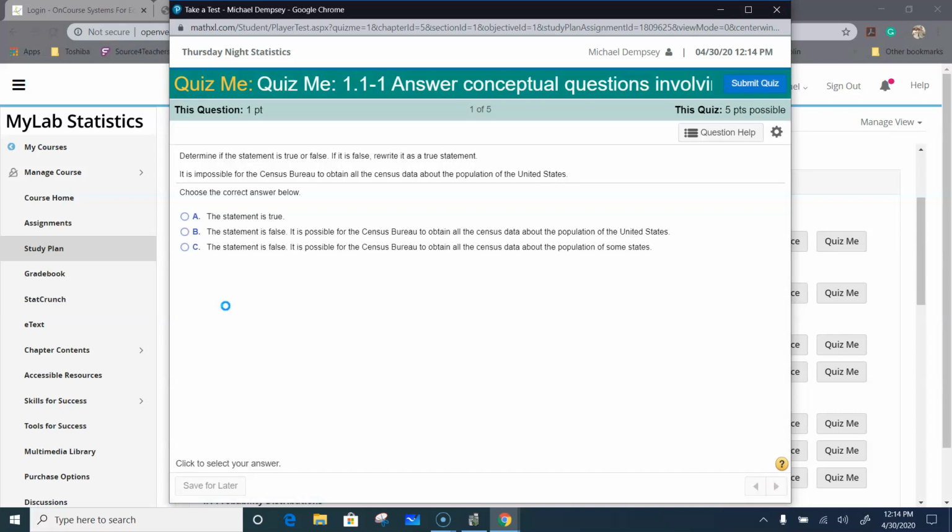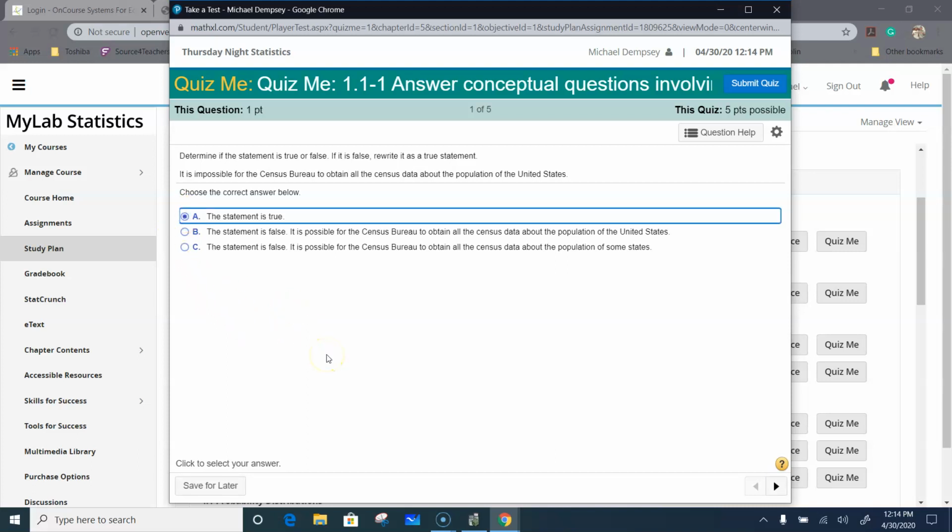So all the way back to Chapter 1, determine if the statement is true or false. It is impossible for the Census Bureau to obtain all the census data about a population of the United States. The statement is true, right? This is why we use sample statistics, okay? So I'm going to click through that.